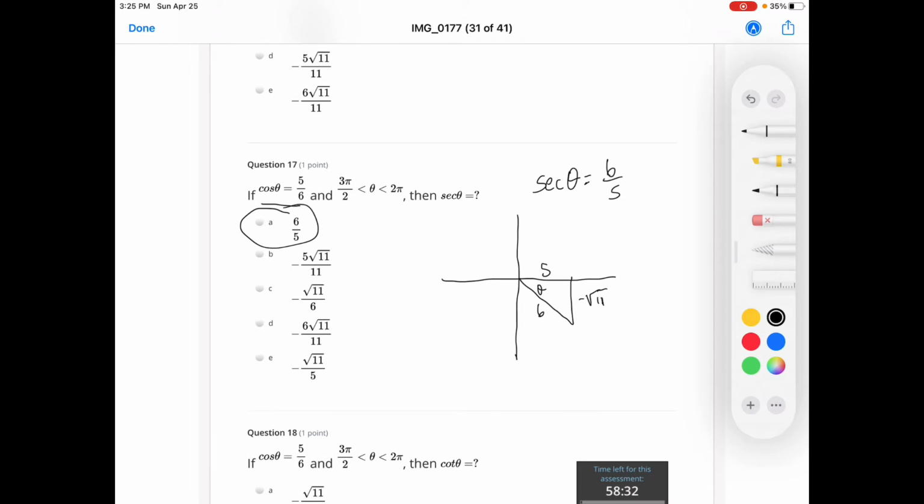Okay, I'm going to go ahead and do cotangent for 18. Cotangent is tangent flipped over. Tangent is opposite over adjacent. Cotangent is adjacent over opposite. So cotangent is 5 over root 11. It's negative. And then get rid of the root. That's negative 5 root 11 over root 11 times root 11 is 11. So there's cotangent.